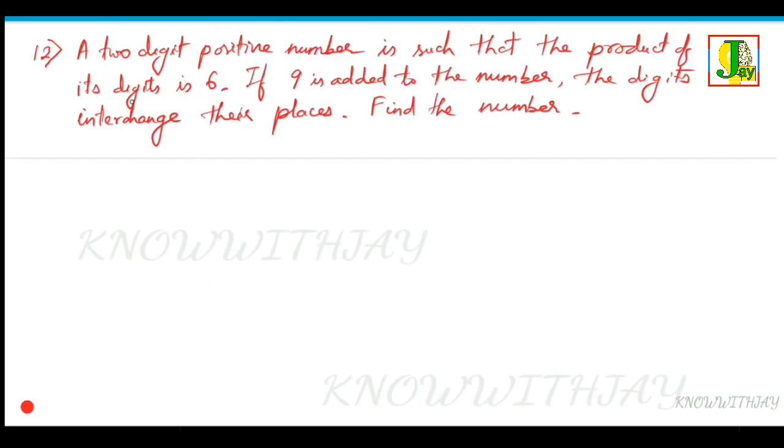To understand this question, we have a 2-digit positive number. The 2-digit positive number is such that the product of its digits is 6. If 9 is added to the number, then the digits are interchanged. So the number becomes a reverse number now. The digits place gets interchanged if 9 is added. Now let us first understand how we write a 2-digit number in algebraic format.